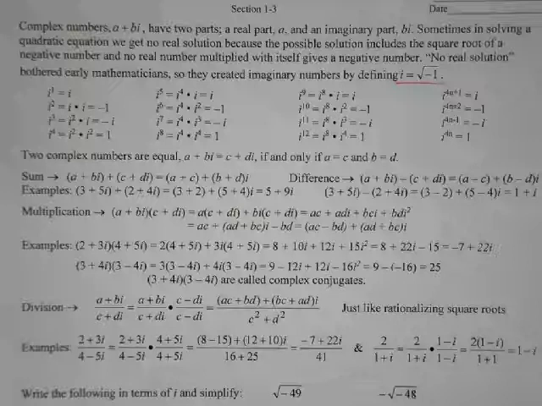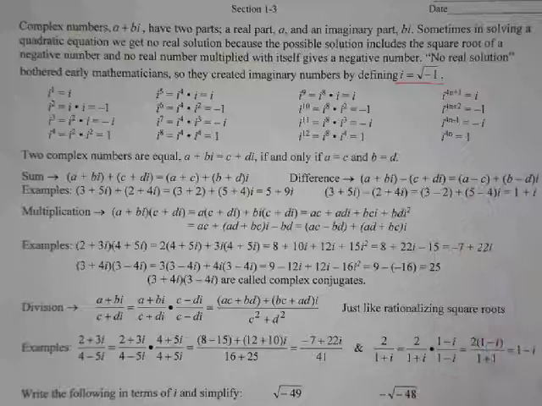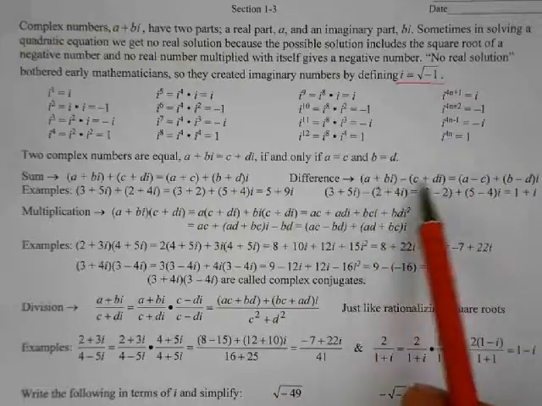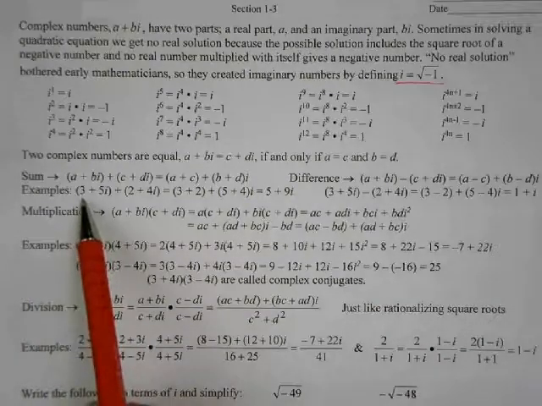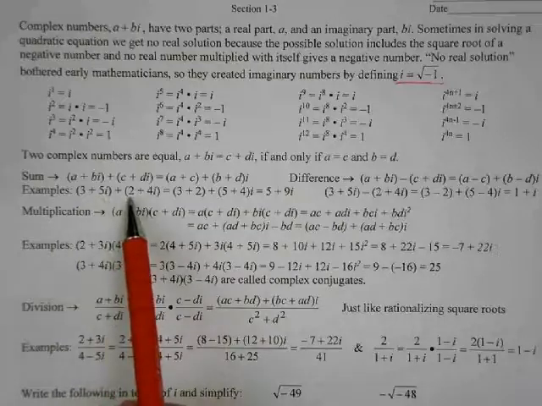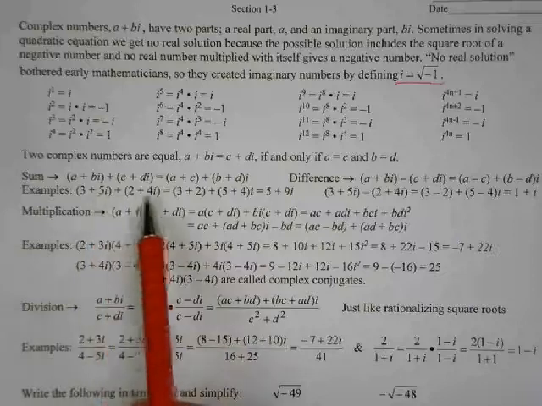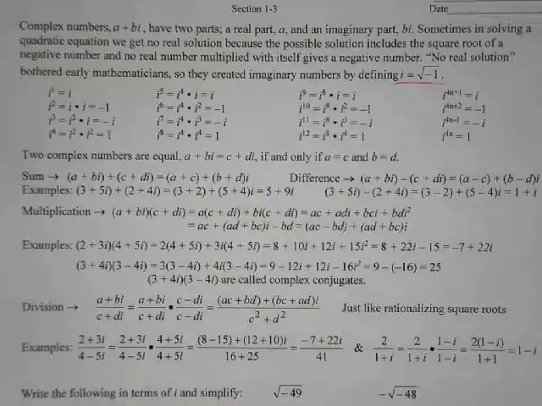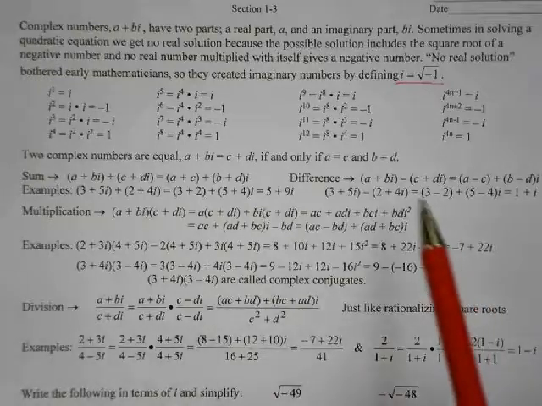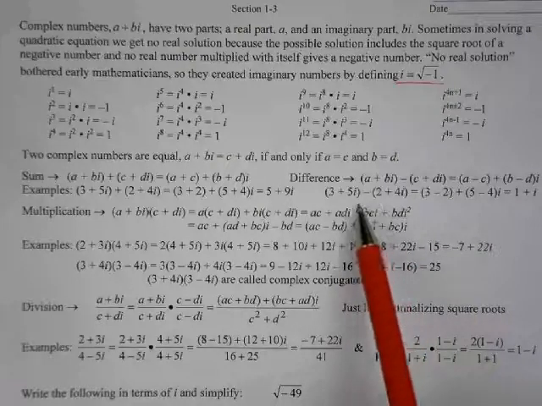If we want to do the difference, we subtract the real parts and we subtract the imaginary parts. And so here you have some examples. 3 plus 5i plus 2 plus 4i, the 3 and the 2 give us 5, 5 and the 4 give us 9, and so our sum is 5 plus 9i. If you want to subtract, the 3 minus the 2 gives us 1, and the 5 minus the 4i gives you just i.